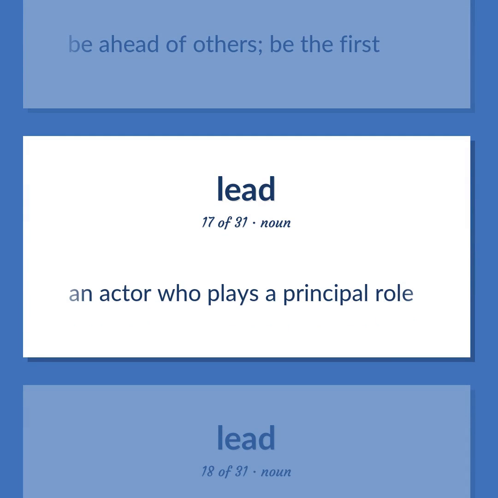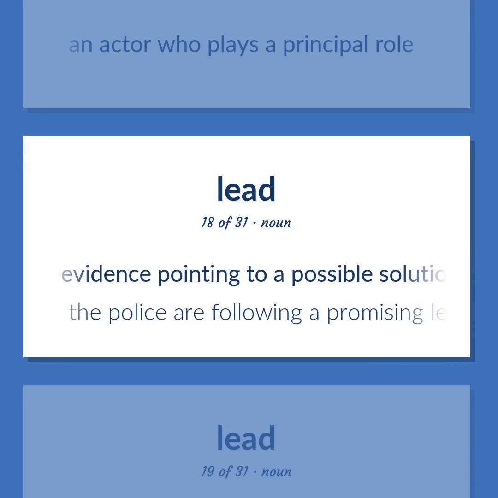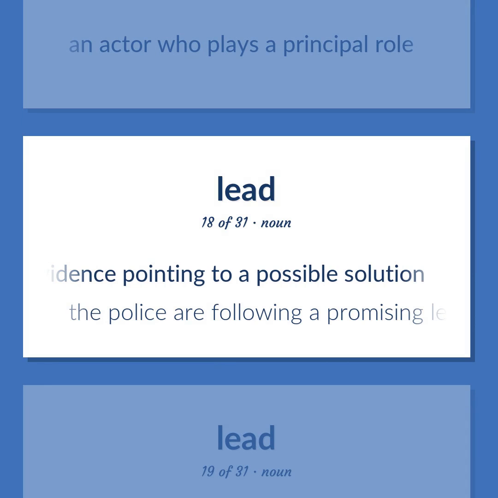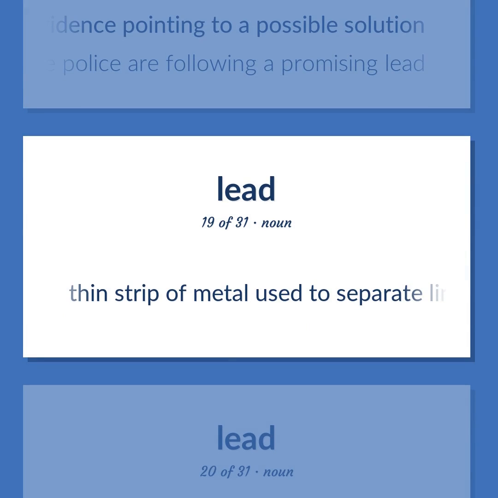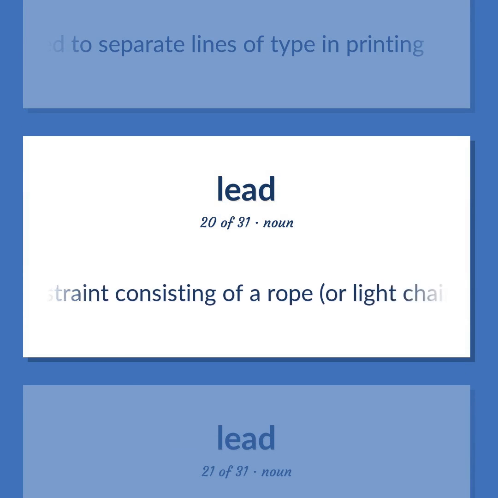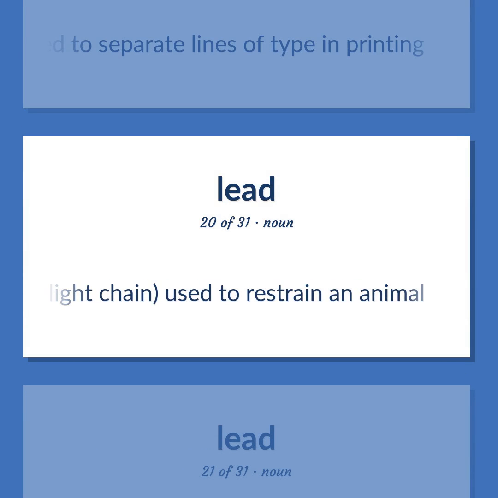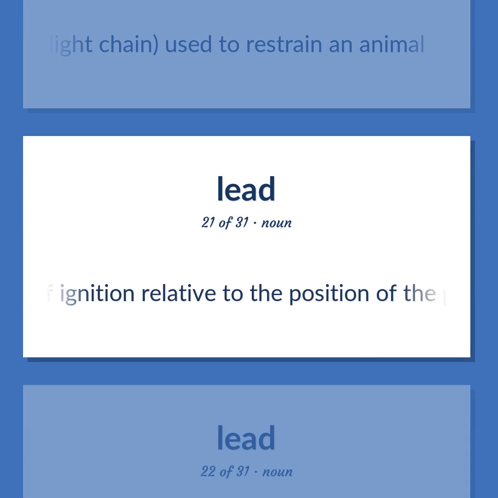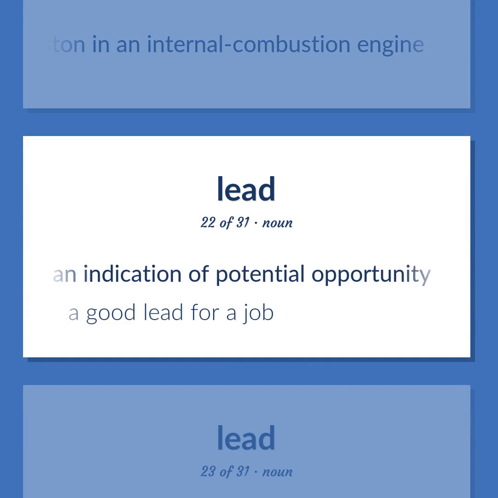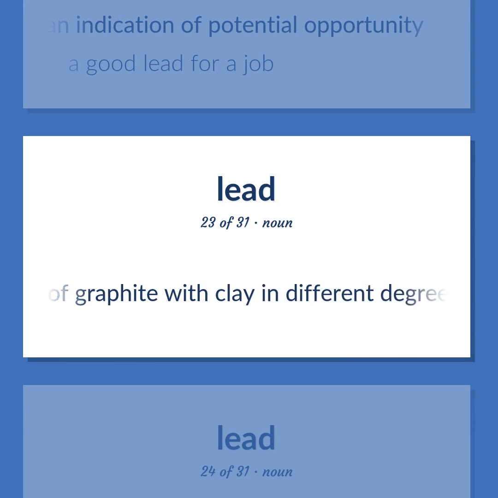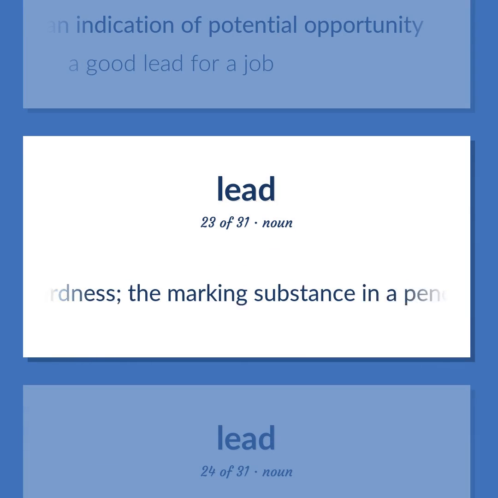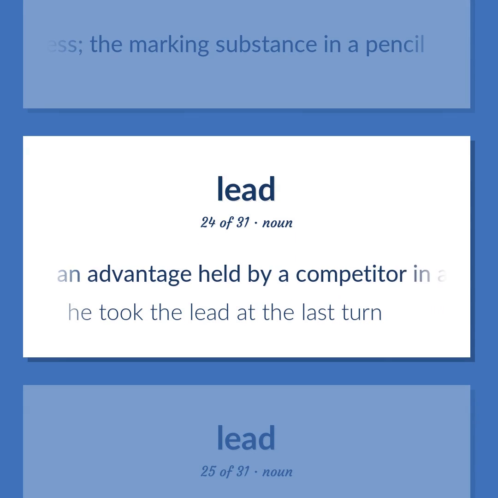An actor who plays a principal role. Evidence pointing to a possible solution. The police are following a promising lead. Thin strip of metal used to separate lines of type in printing. Restraint consisting of a rope, or light chain, used to restrain an animal. The timing of ignition relative to the position of the piston in an internal combustion engine. An indication of potential opportunity. A good lead for a job. Mixture of graphite with clay in different degrees of hardness. The marking substance in a pencil. An advantage held by a competitor in a race. He took the lead at the last turn.